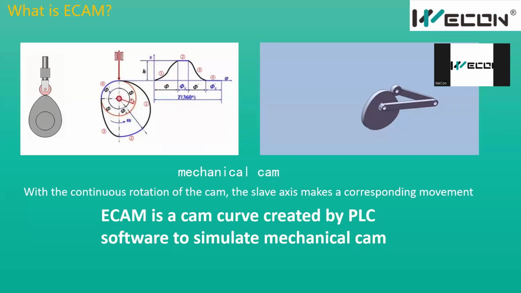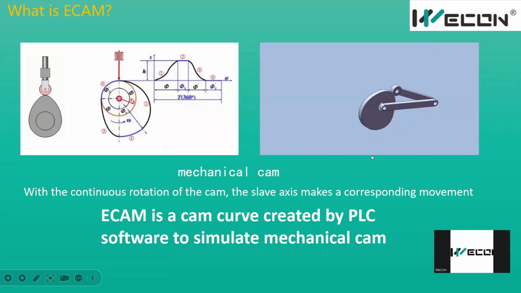Part one. Here we have two pictures to show the mechanical cam. We can see that with the continual rotation of the cam, the middle part, the slave, will make a corresponding movement according to the angle of the cam part. So here, this rotation part is the master and this part is the slave. So this is the mechanical cam.